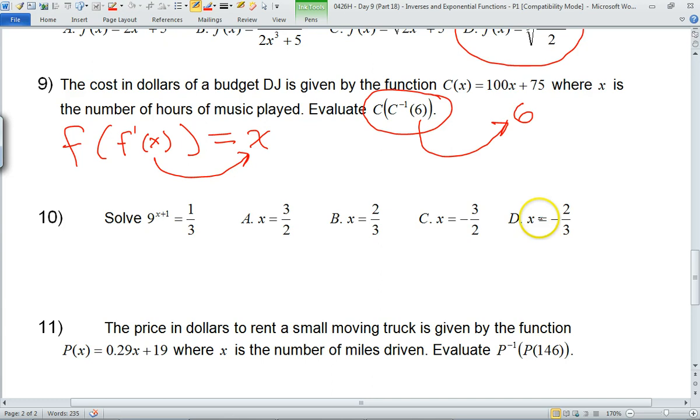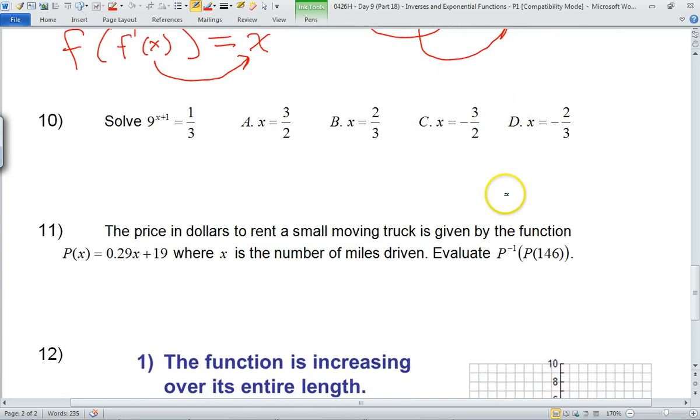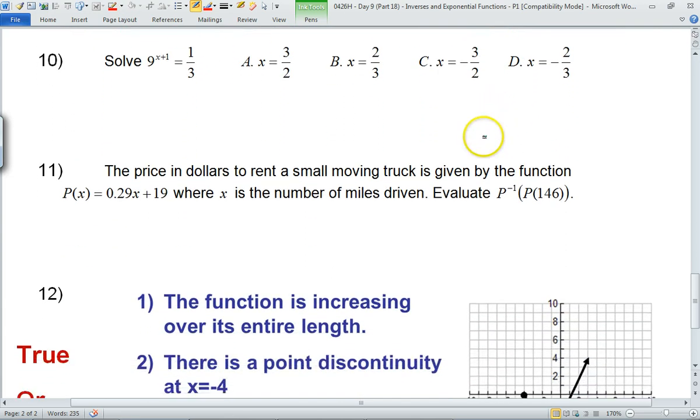So that's the easiest problem on the EOCT. I hope it'll be there for you. Okay. Number 10.